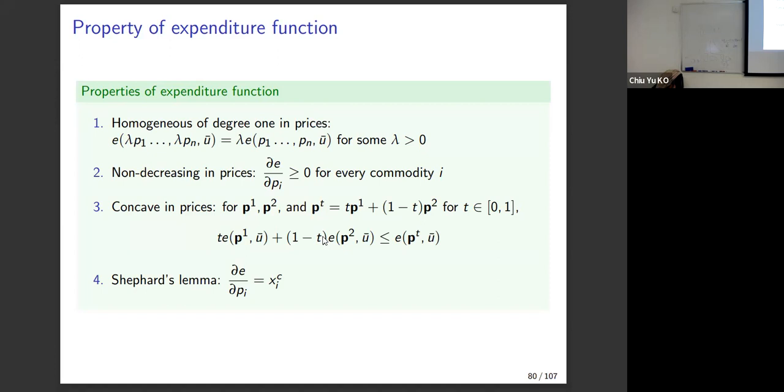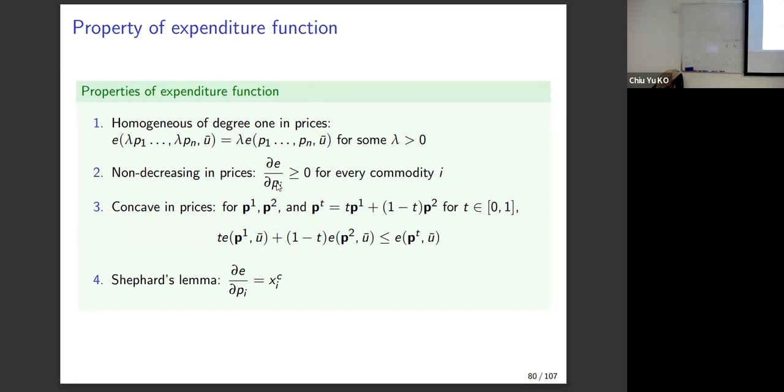So there are several properties here. The first one, I think, is very simple, right? If you double the price, your expenditure will double, right? Because you keep consuming the same bundle, right? Because doubling the price doesn't change the price ratio. Where the price is the same, right? And because things become more expensive, everything doubles, right? Your expenditure doubles. So that's why it's HD1, right? I think you learned HD1 from your math camp, right? So that's just the definition. It's nothing. The second thing is very simple, right?